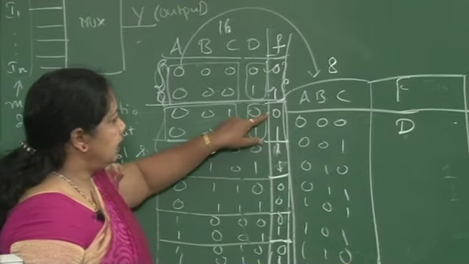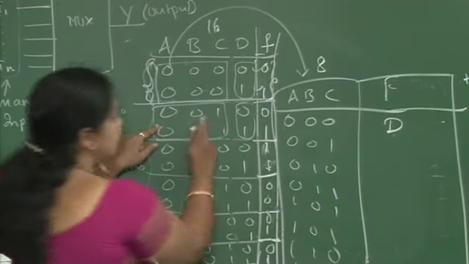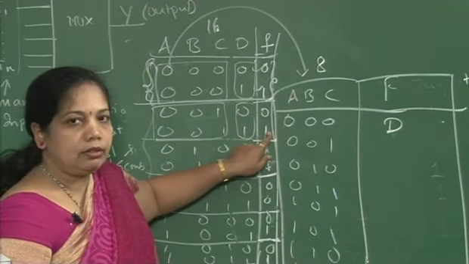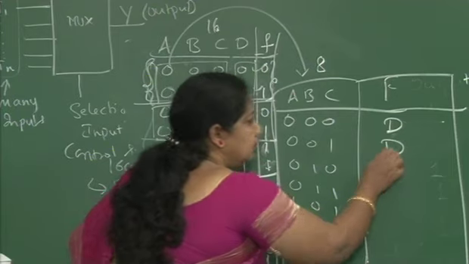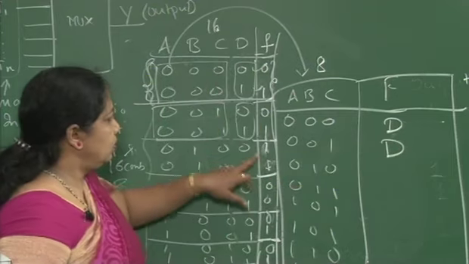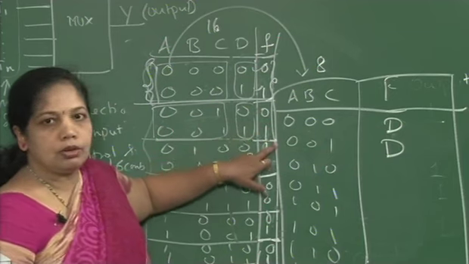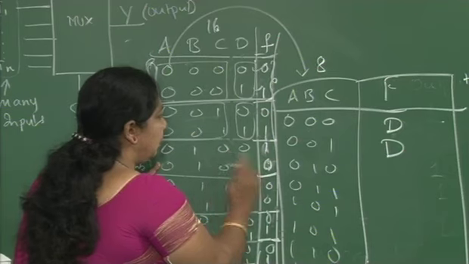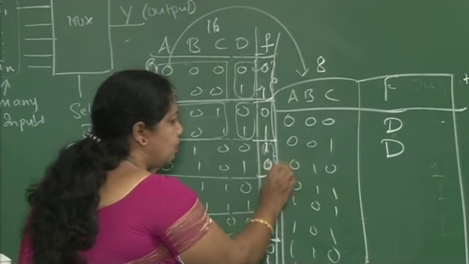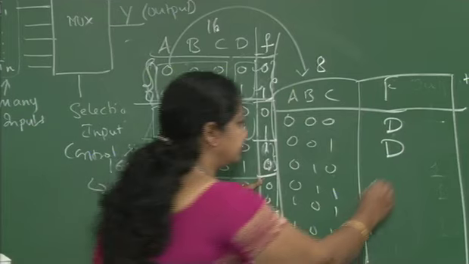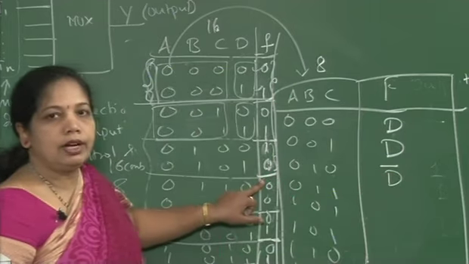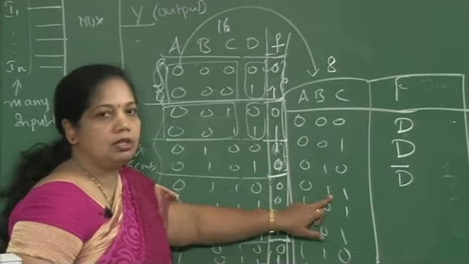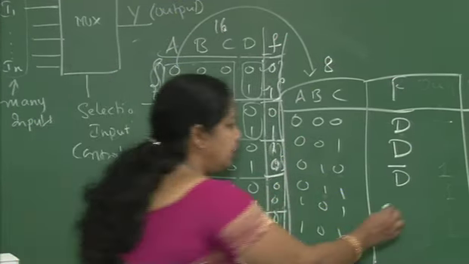Once again, for the 0 0 1 combination we have 0 1, so my output is D. Next, for the 0 1 0 combination, 1 0 represents D bar. For the 0 1 1 combination, 0 0 represents logic 0.